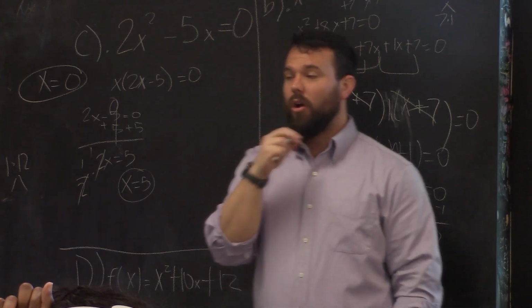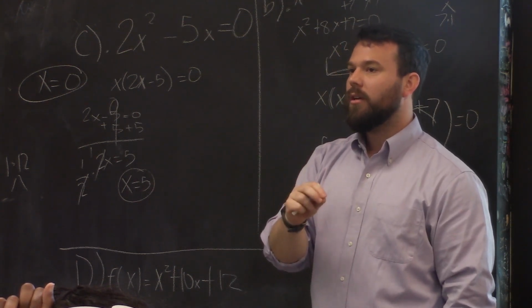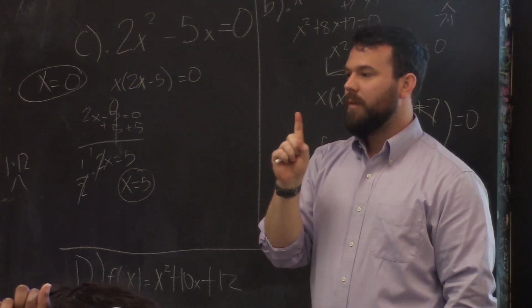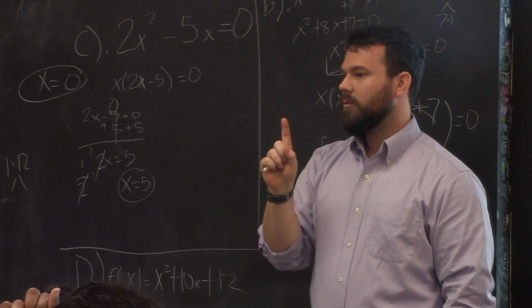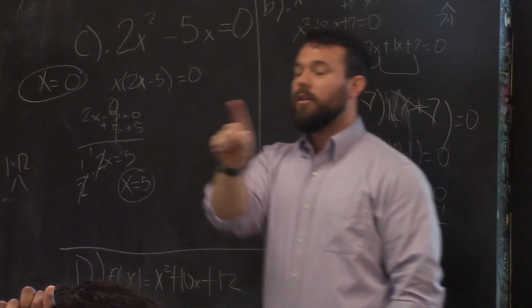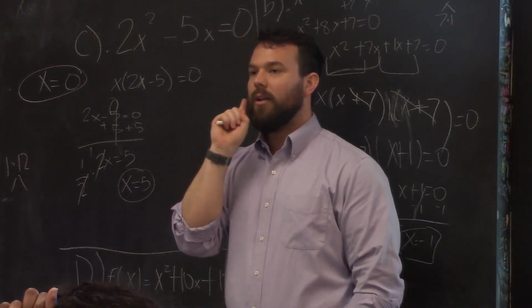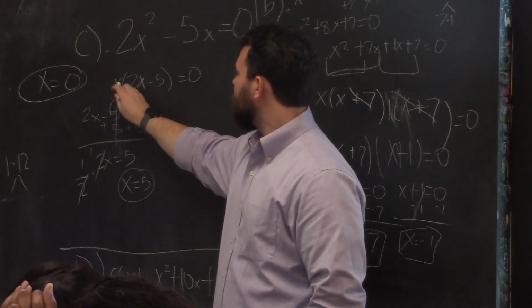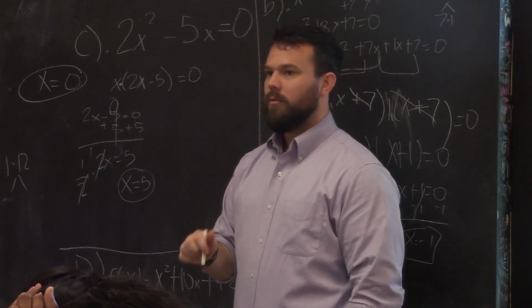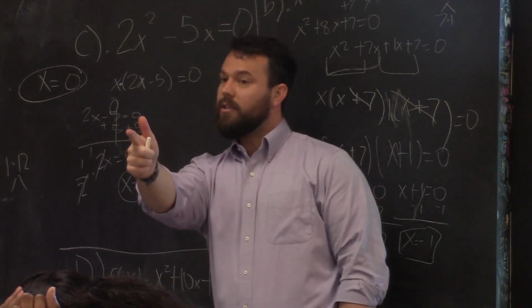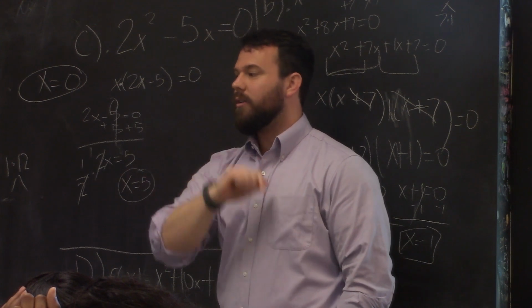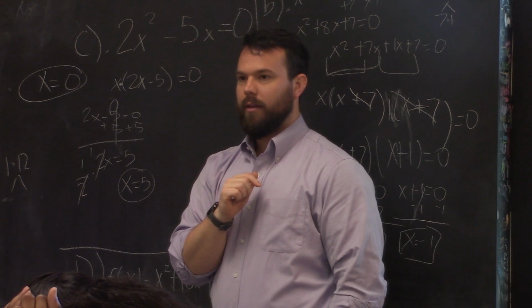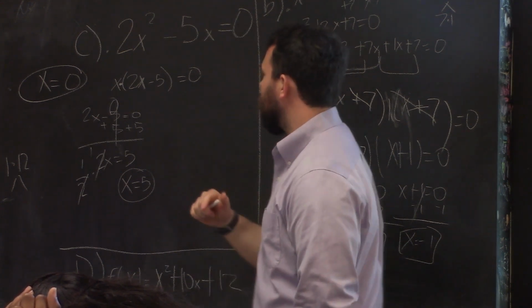A few of us got stalled here, but we have to pay attention. Do I have a product? What do I mean by product? How do I know that I'm dealing with a product? Guys, are these things being multiplied? Yes, that's how I know I have a product. So what can I use? Zero product property. If I have a product equal to 0, I'm using that zero product property.